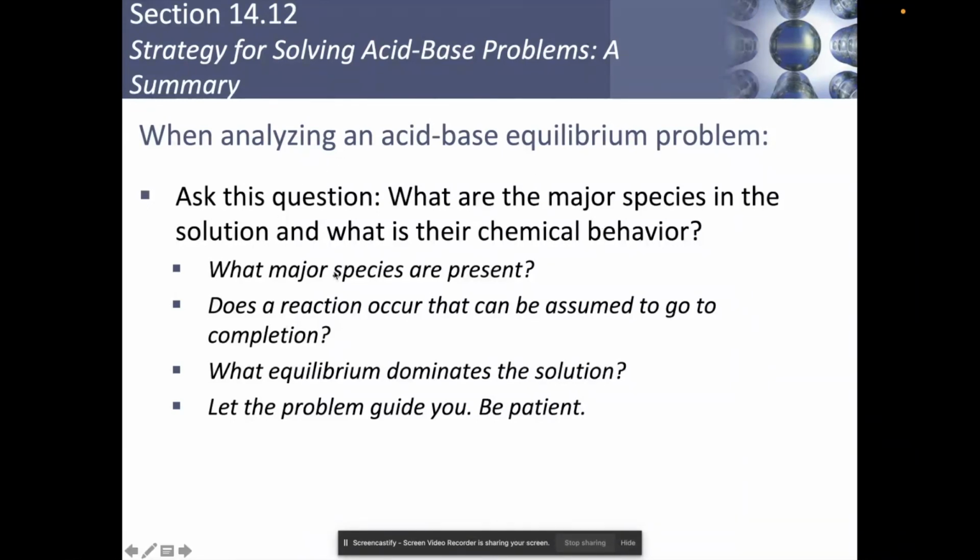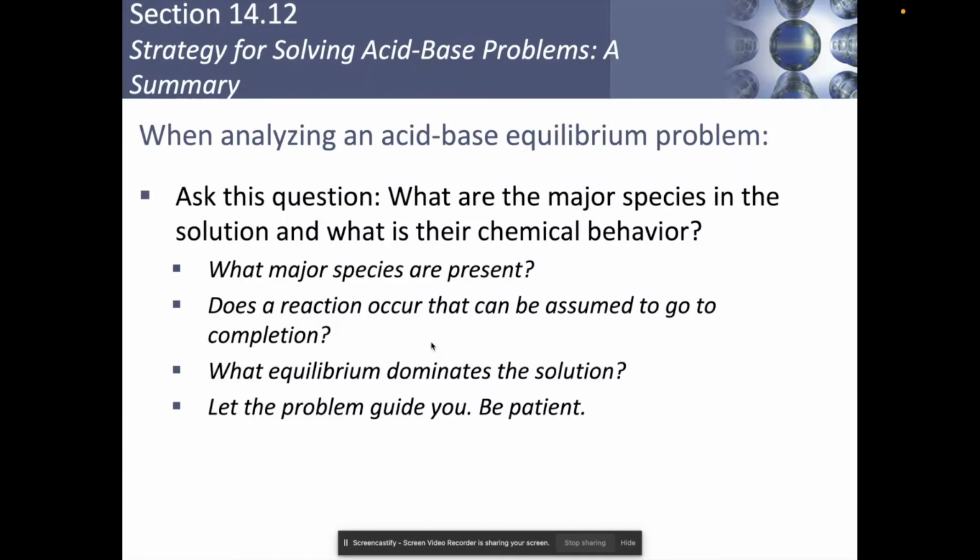So always ask yourself, what's present? Do we have a strong acid or a strong base so that we can assume the reaction goes to completion? Or do we have a weak acid or a weak base where the reaction does not go to completion and we have mostly reactants? What type of equilibrium dominates the solution, in other words? These are kind of the same question. And so always let the problem guide you so that you understand what to do next.